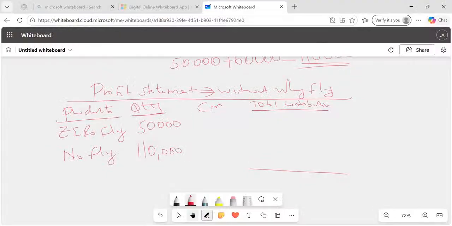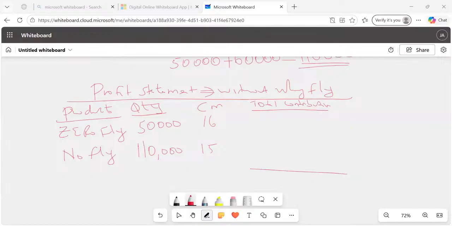Okay, let me finish this and then I go back and show where we got these numbers from. Now, my very good students, what do we have here? So we have zero fly. The CM for zero fly is how much? This is not changing. Thanks, CPA Joseph, 16. And no fly is 15. So then 50,000 times 16.